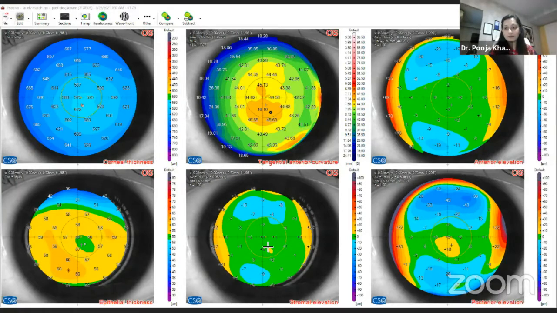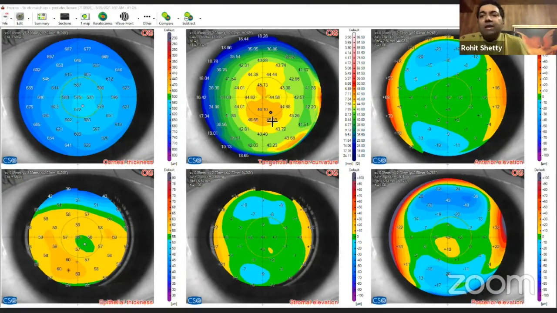Basically, what this case demonstrates is that if you just look at one eye, it looks like a completely normal topography. But if you look at the other eye, there is an earlier sign of maybe an evolved or aborted ectasia. So look at the corneal thickness.